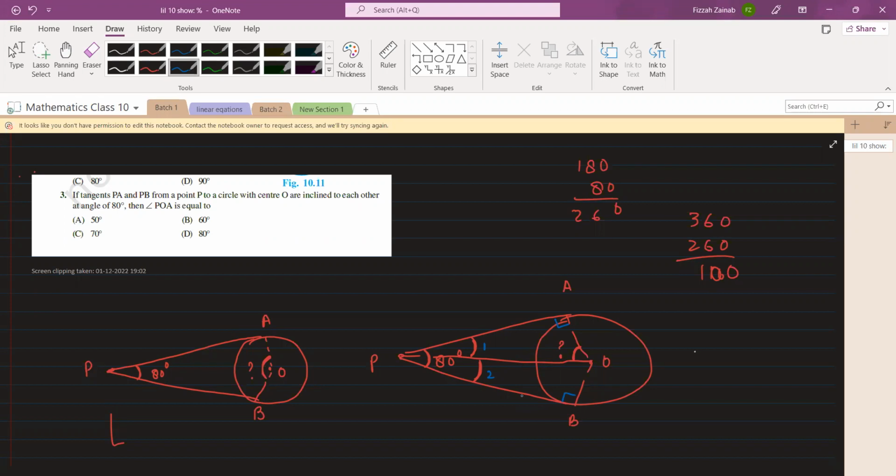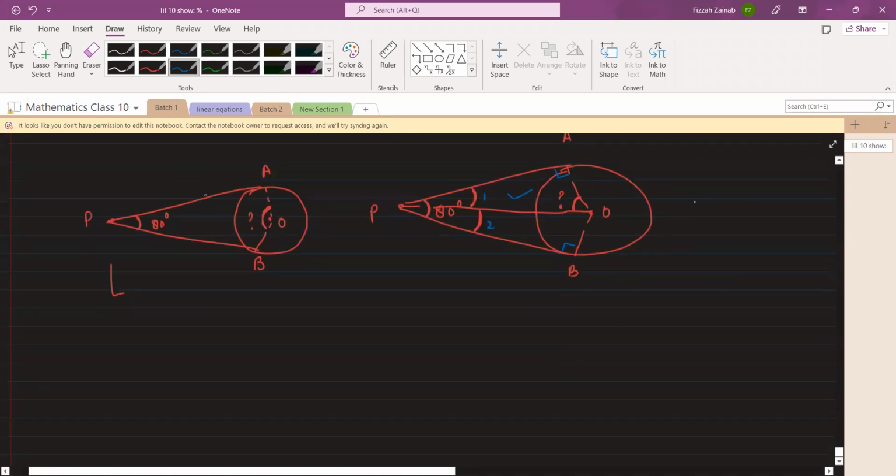Okay, so when I have got angle 1, after that I can use the angle sum property of the triangle, and then we can find angle POA. Is it clear? So let us start. This figure is wrong. So first let us show that this angle is 90 degrees.